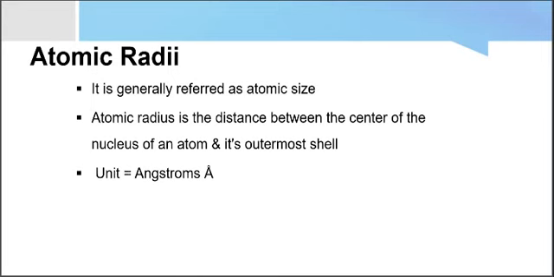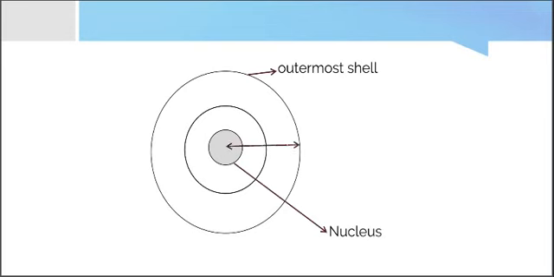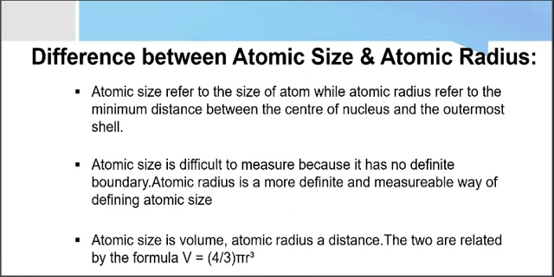Its unit is angstrom. Angstrom is equal to 10 to the power minus 10 meter. So if this is the outermost shell, this is an atom having 2 shells, and this is the nucleus. So what is atomic radius? The distance between the center of the nucleus and the outermost shell. This is atomic radius.